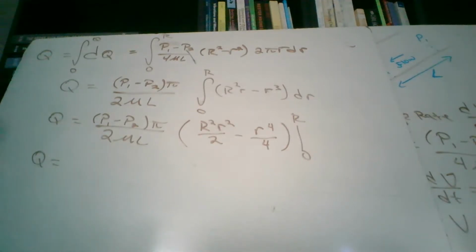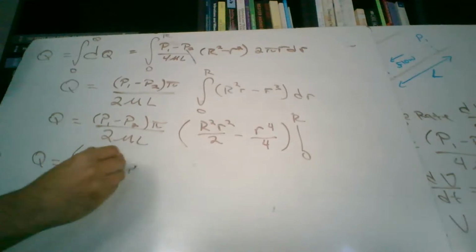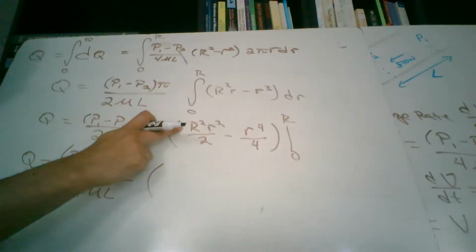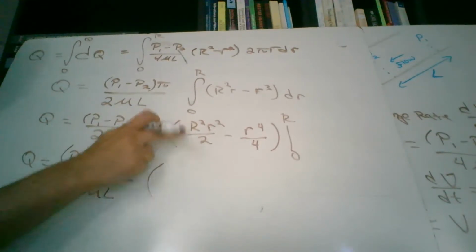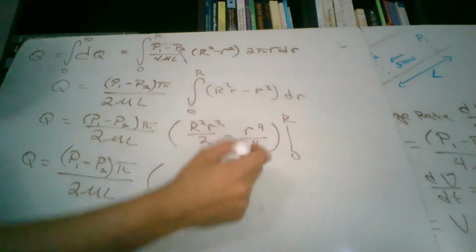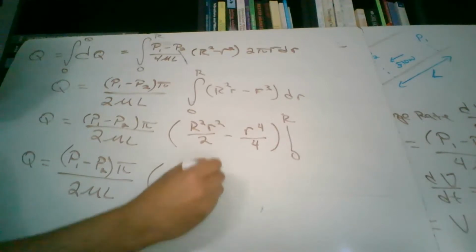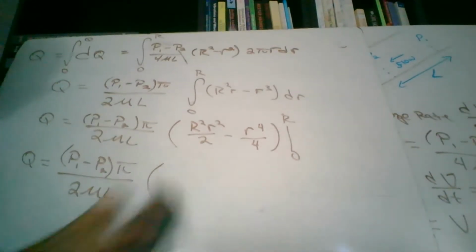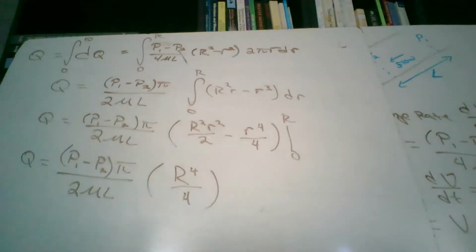And then we get Q is equal to P1 minus P2 times pi divided by 2 mu L. And this thing will become R to the 4th over 4. Am I saying that right here? This would become, oh no, R to the 4th over 2. So I'll just write it out. Big R to the 4th over 2 minus big R to the 4th over 4. And this term, when you clean it up, is going to equal big R to the 4th over 4. So when you subtract those two values, that's the value you end up with.